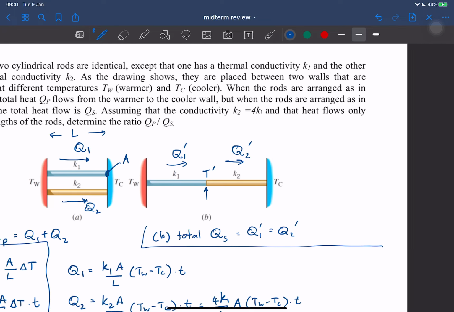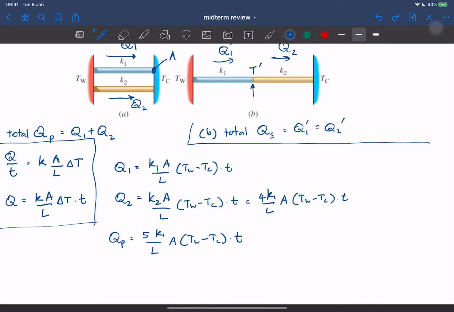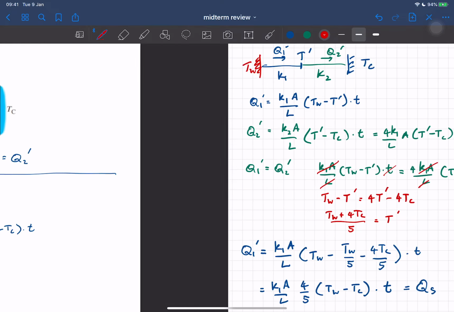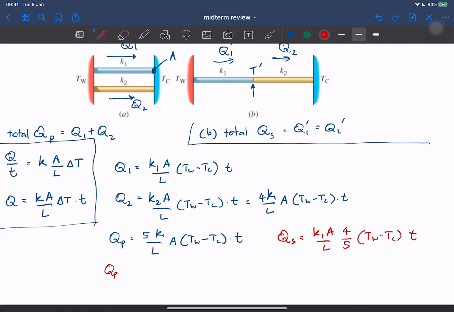So in the end, what's the answer of QP over QS? Well, QP is this. So I actually can write it in this page. And QS from the next page, right? From the next page we have here is K1A over L times 4/5 times TW minus TC times time. Okay, so what we want is QP over QS. So this thing divided by this thing, and you can see that everything cancels out except for the number in front, right? So the answer is going to be 25 divided by 4. So this is the answer for this question.